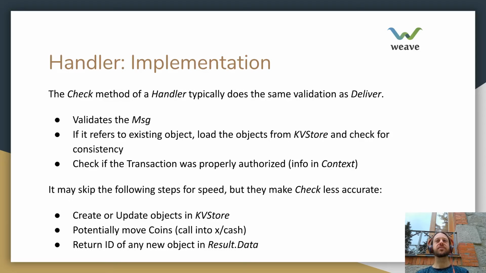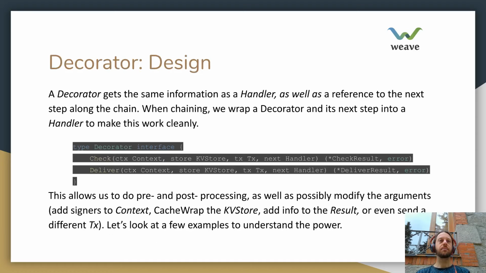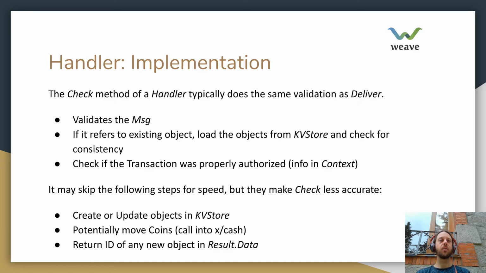Check TX is the same as deliver, especially it does the first 3 steps of validation checks. What it doesn't necessarily do is the actual execution, which is creating and updating objects, moving coins, and returning ID. We don't need to return the ID in check TX at all. It doesn't matter, but we can skip these steps or execute them. If we execute them, it takes a little more time, but it makes check.tx more accurate.